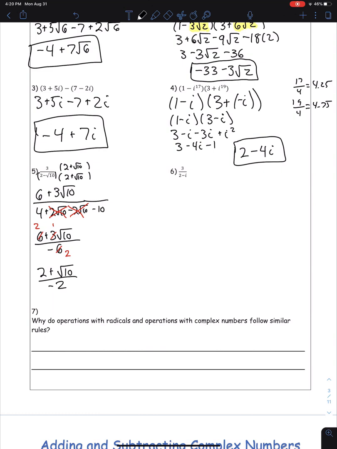And one more thing, we're still not done yet. We can't have a negative denominator, so let's just bring that negative to the top. So we're going to change the sign of everything in the numerator and put it over positive 2.